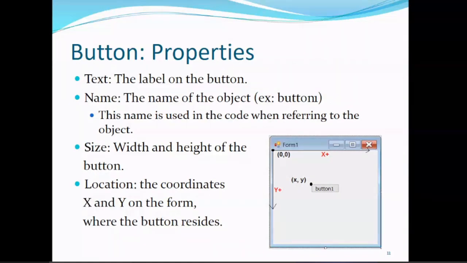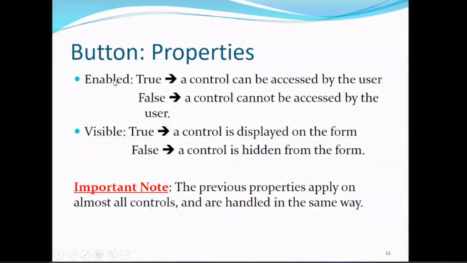Button properties. These are all the properties for a button: text, name, size, location. If enabled is true, a control can be accessed by the user, otherwise it cannot be accessed by the user. Visible determines whether it should be visible or not. The previous properties apply on almost all controls and are handled in the same way.